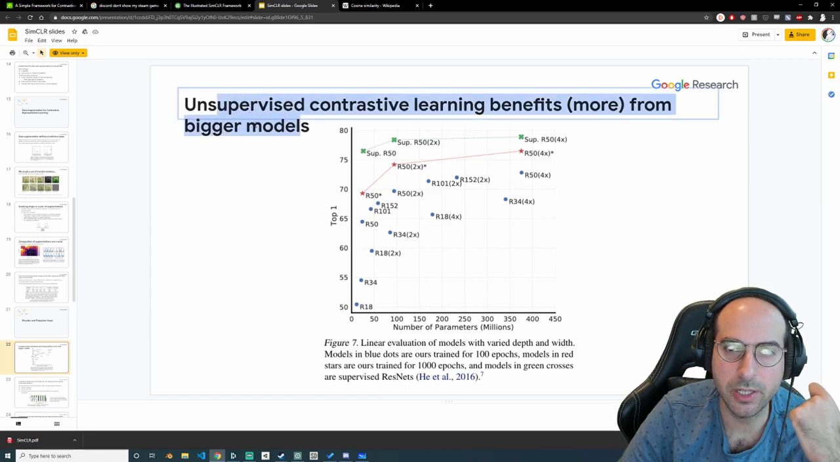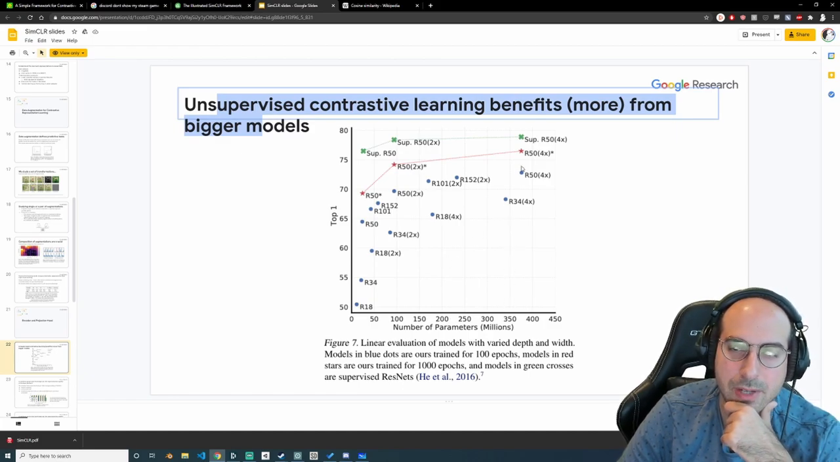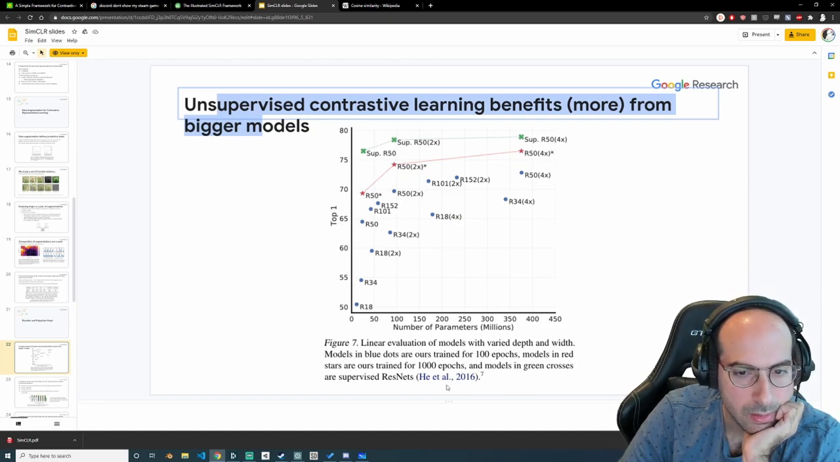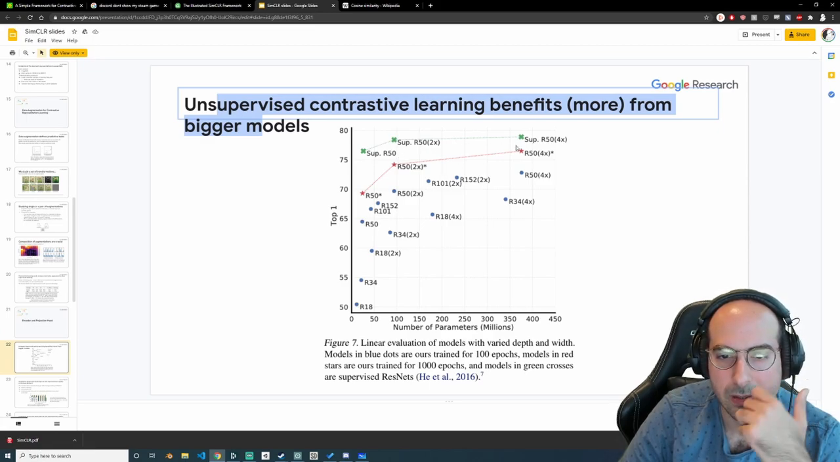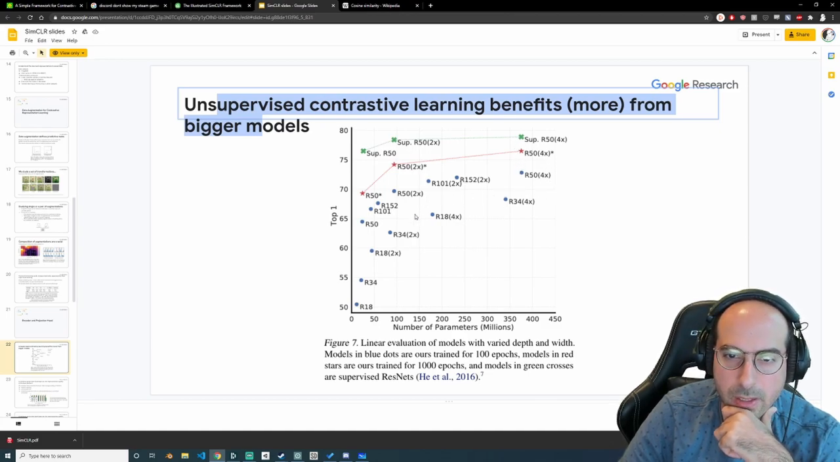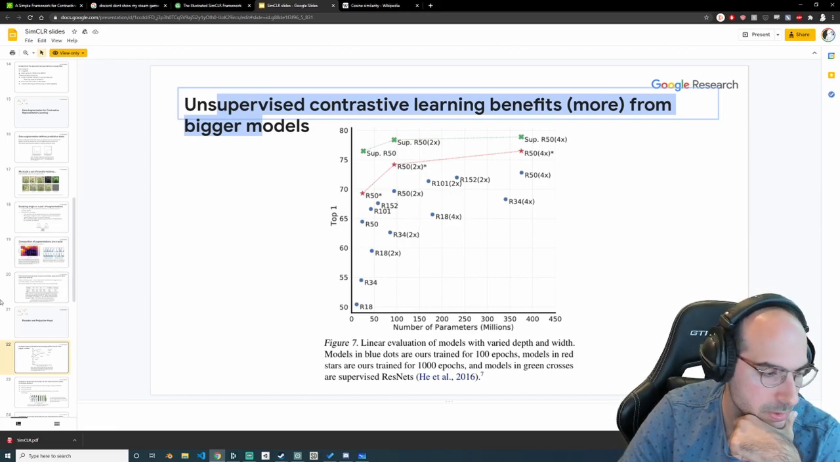So unsupervised contrastive learning benefits more from bigger models. All right, so if we're at 500 million parameters, then supervised, so this is supervised ResNet. Is that what this is saying? Models and red stars are trained for 1,000 epochs. Okay, sure. Supervised. Interesting. Yeah, I can't really read this, to be honest. I think I'll go back to the paper. I'm not really sure what these labels mean here.